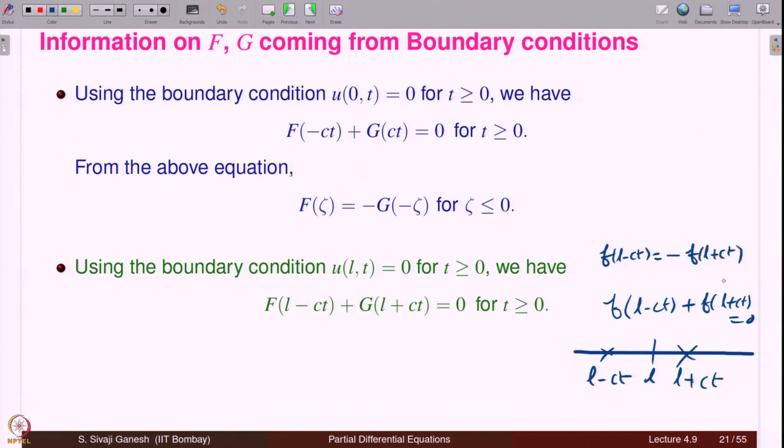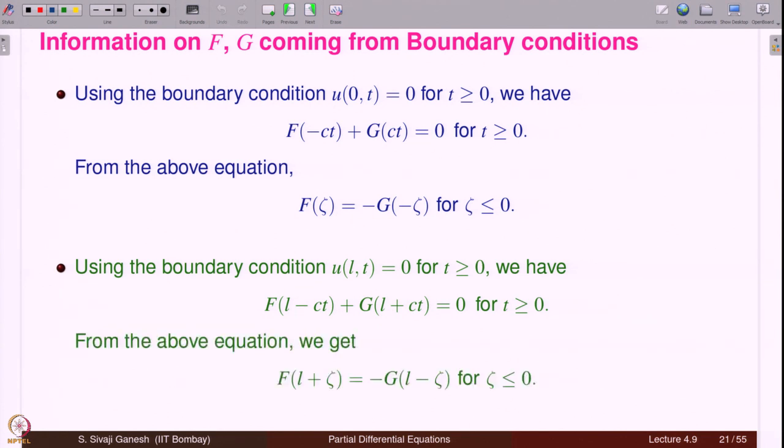What does this mean? It means that the values at L, you travel ct distance to the right side and to the left side, the values are tied like this. Imagine L equal to 0, what is it? f of minus ct equal to minus f of ct. It means f is odd about 0. And this condition is what is called f is odd about the point L. But here it is not the same f, it is different f and g.